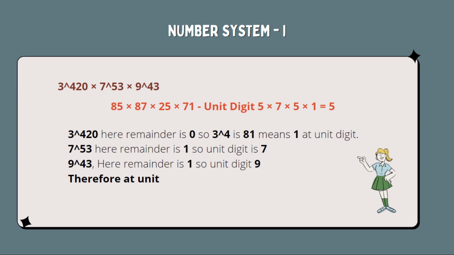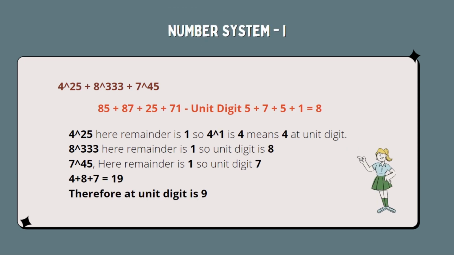Next is 7 to the power 53. What is the cyclicity for 7? Again it's 4. So divide 53 by 4, the remainder will be 1. And 7 to the power 1 is 7. 9 to the power 43. Again the cyclicity for 9 is 2. So the remainder will be 1. And 9 to the power 1 is 9. Now you have all the unit digits 1, 7 and 9. Now just use some logic and tell me what should be the answer.